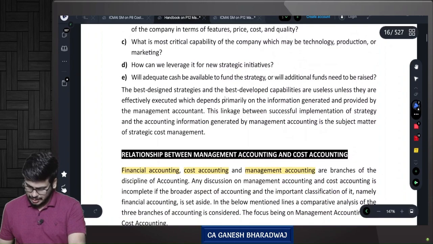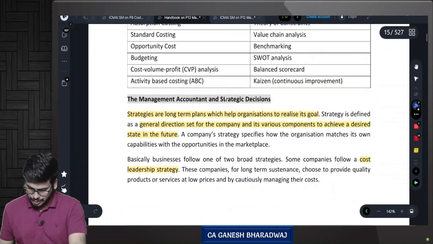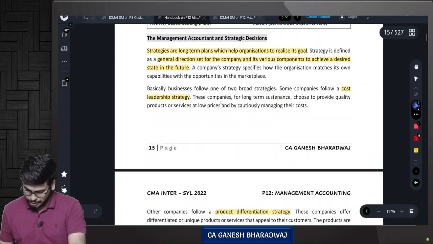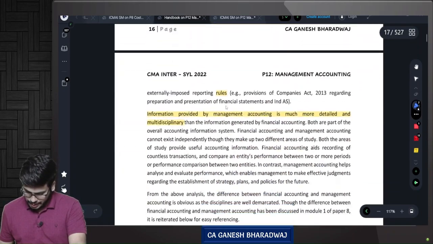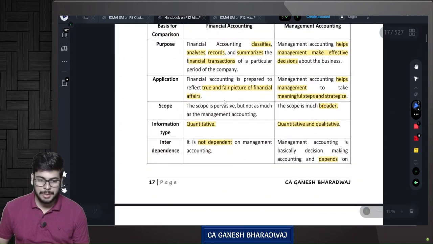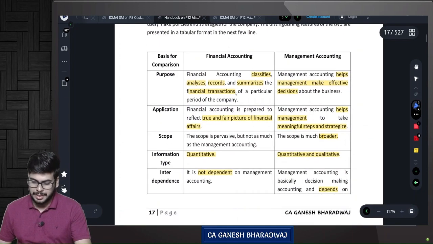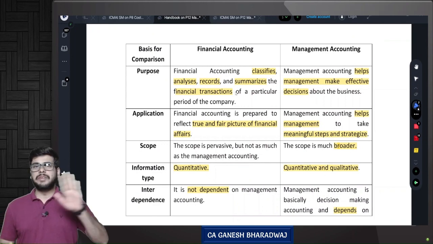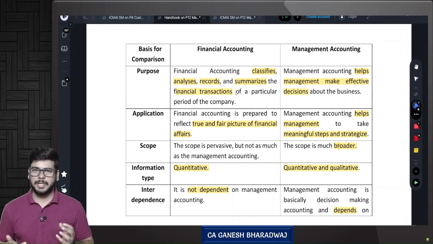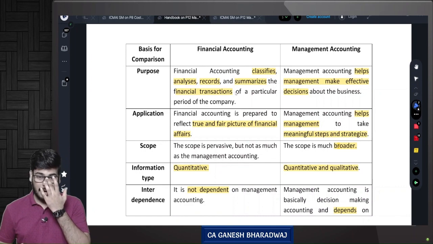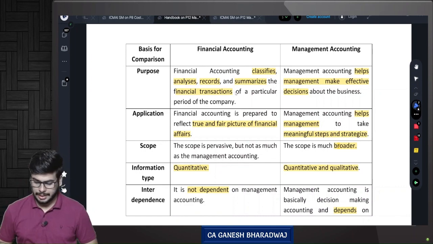Right. First, let's start here. Please take page number 17. First, we will see the difference between financial accounting and management accounting. Clear? Then we will see the difference between cost accounting and management accounting. I have just given you an overview. Let's quickly do this so that in case an exam question comes up, you will be able to tackle it. Clear with this? Yes. So let's get started.